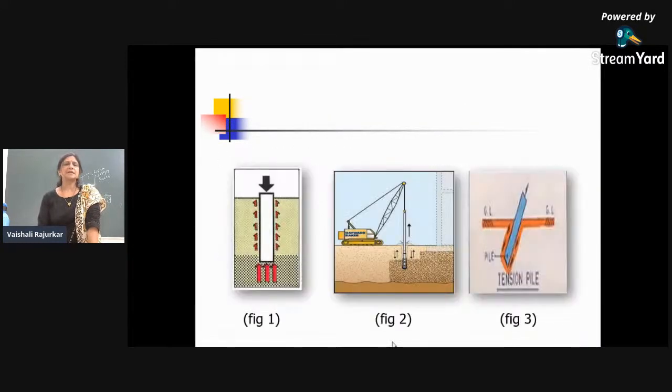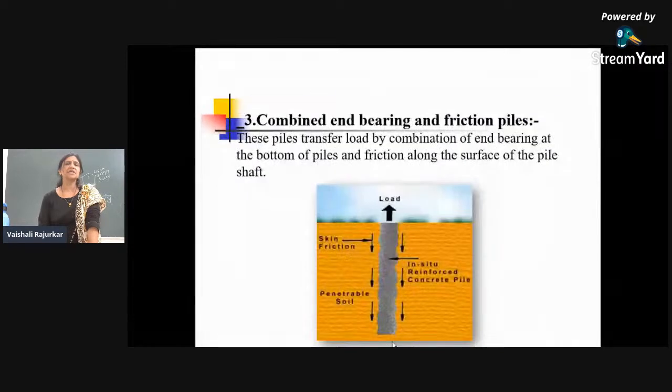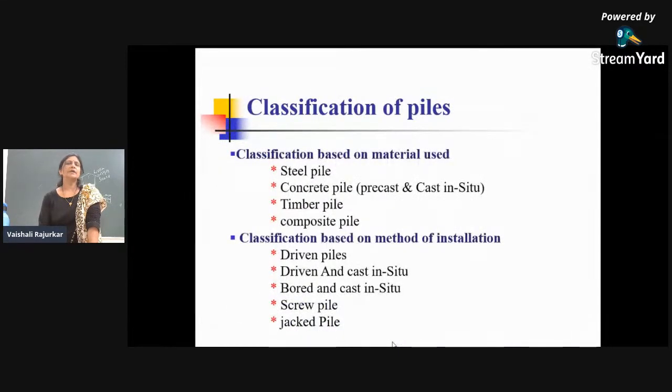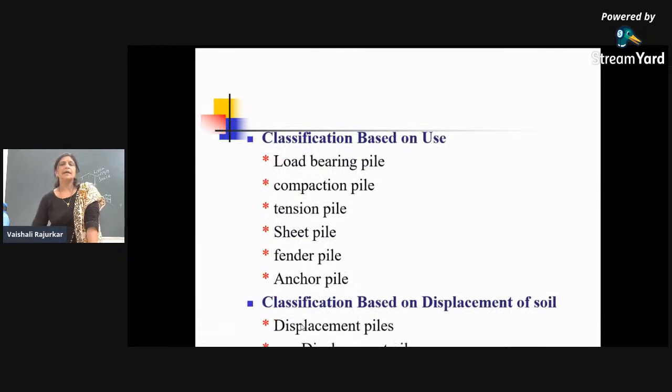Then the next classification is classification based on the displacement of the soil. You can see this is the last classification, which is called displacement of the pile. So what is meant by displacement? Just remember the example again, the nail. I just wanted to insert a small, thin nail into the wall. While inserting, this much amount of mass is entering into the compacted surface of the wall.